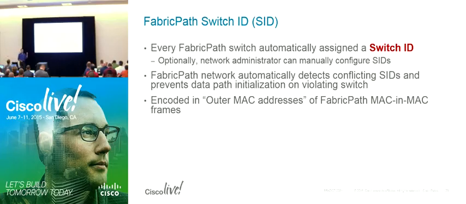So, FabricPath switch ID. What is it? FabricPath switch ID is an identifier which is unique in the FabricPath network, and it automatically gets assigned to a given switch.